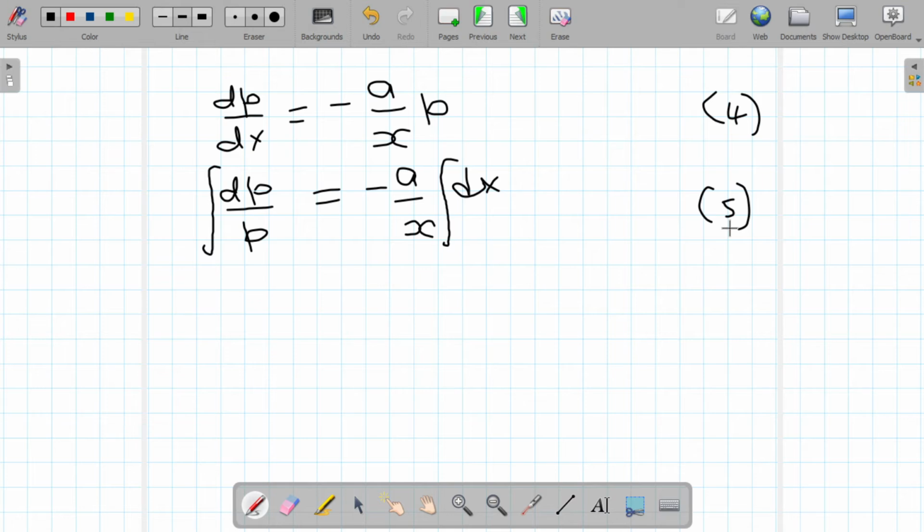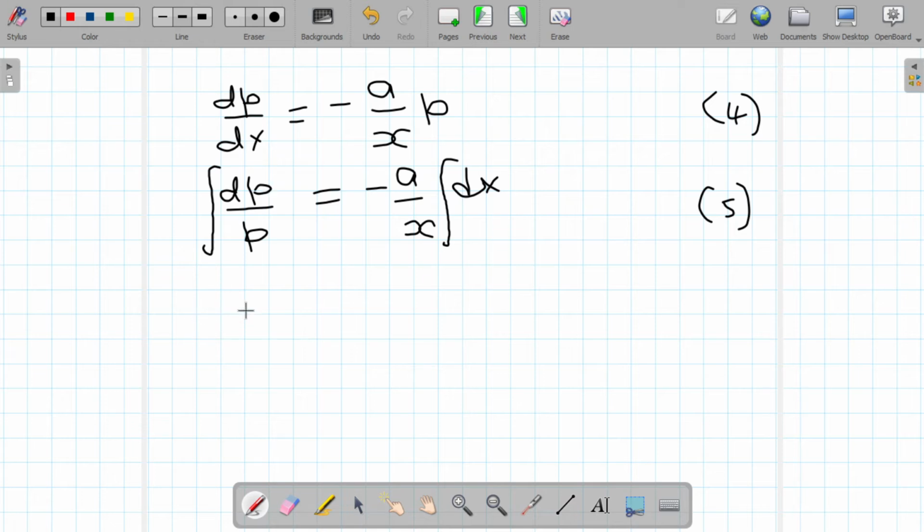Now, there are two cases to the solution of this equation. We have to consider when a is equal to 1 and when a is not equal to 1. The reason being that you end up with a logarithm if a is equal to 1, and it's not a logarithm if a is equal to anything else. So let's just do the integral anyway for now.